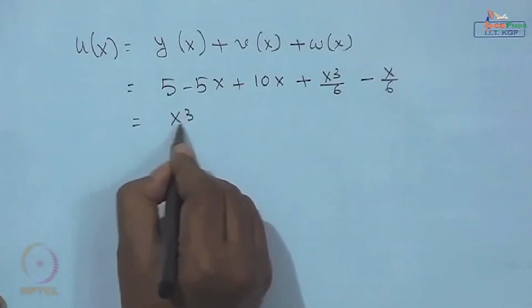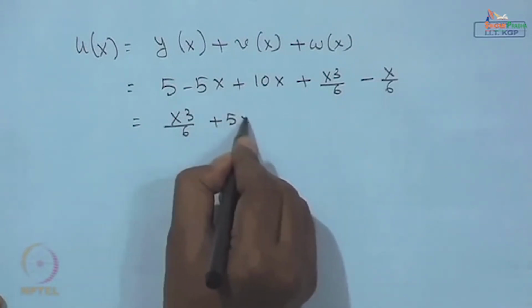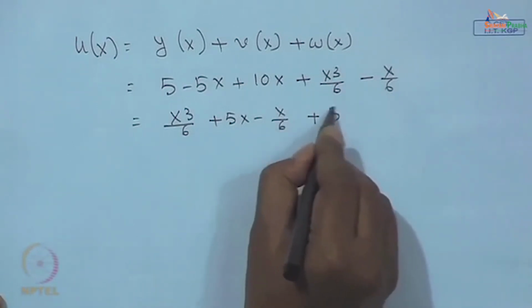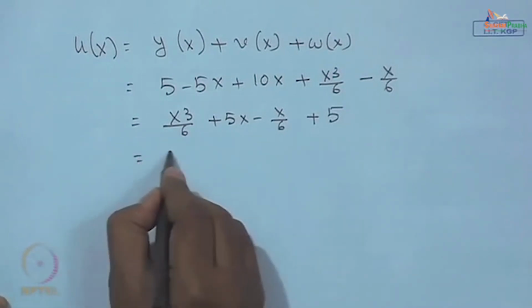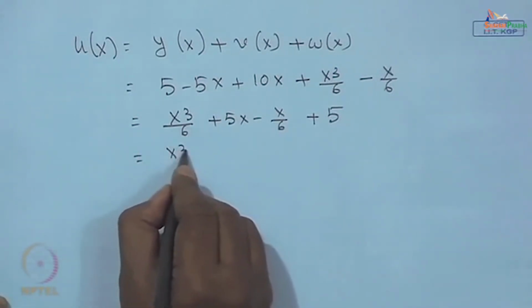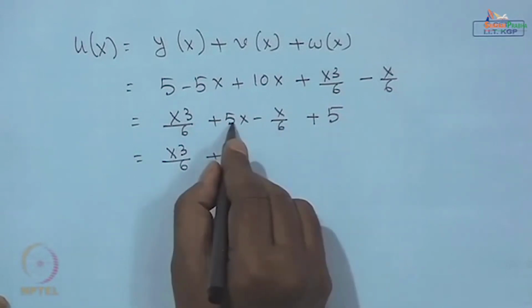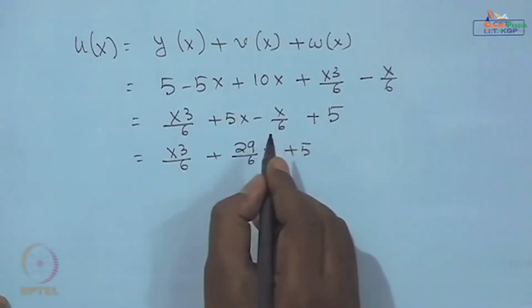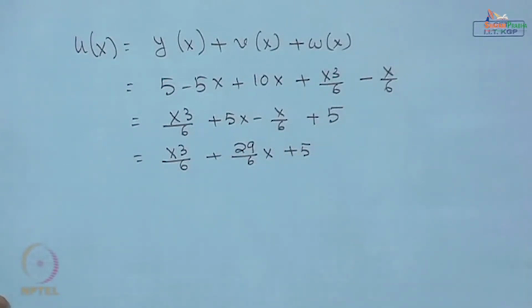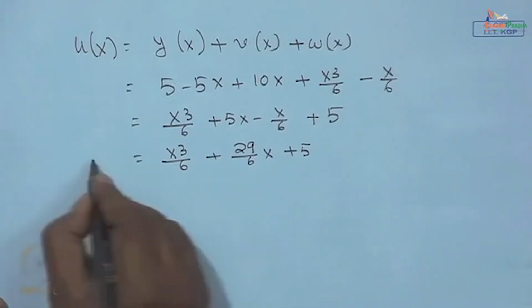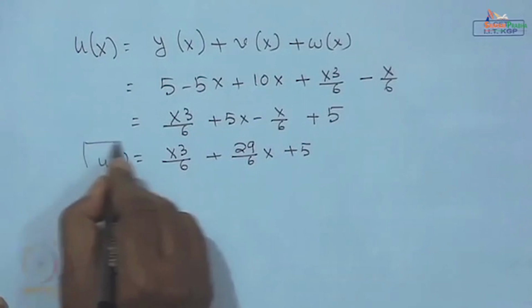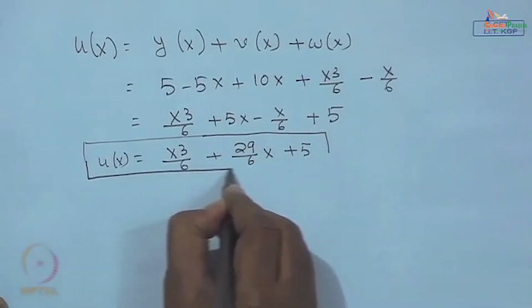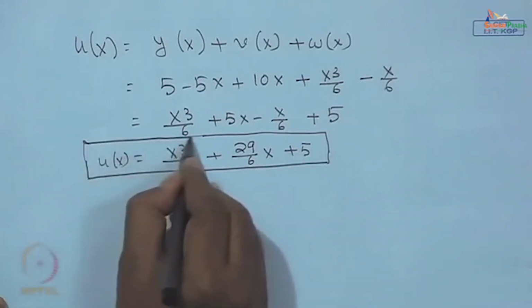So, this becomes x cube by 6 plus 5x minus x by 6 plus 5. So, x cube by 6 plus 30 minus 1, so it will be 29 by 6 times x plus 5. Now, that is the complete solution u of x. So, by using the principle of linear superposition, one can construct the complete solution.